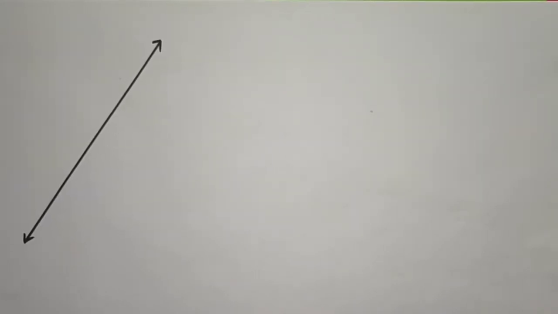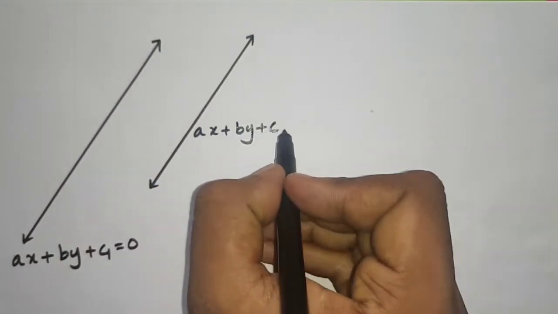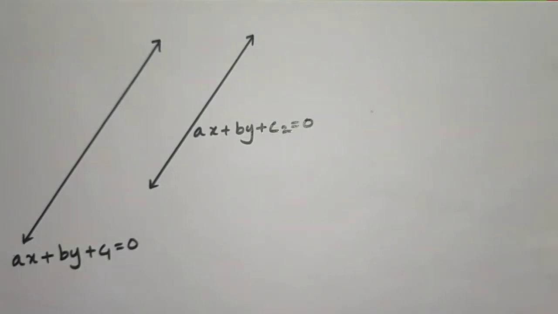Also remember this, that if ax plus by plus c1 equal to 0 is the equation of a line, then the equation of a line parallel to this line can be written in the form ax plus by plus c2 equal to 0. Now in these equations, what is it that you observe? Yes, the first thing is that the coefficient of x in both equations is a. Similarly, the coefficient of y in both equations is b. And third, the constant in the first equation is c1, but the constant in the second equation is c2.